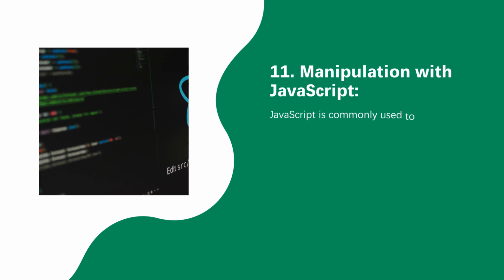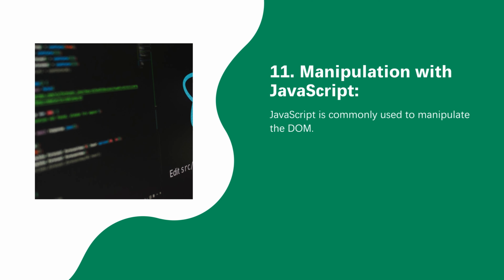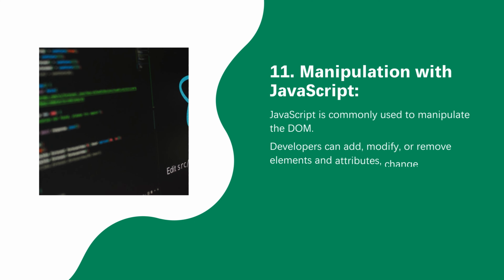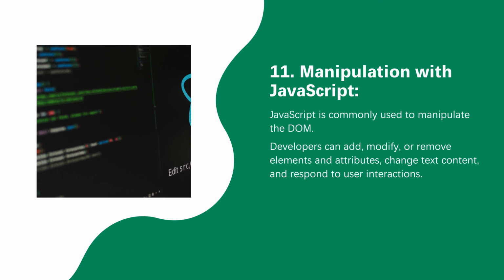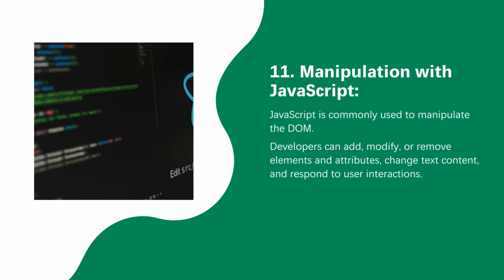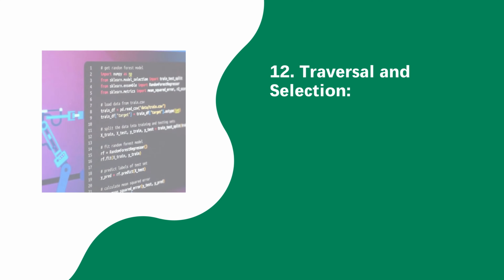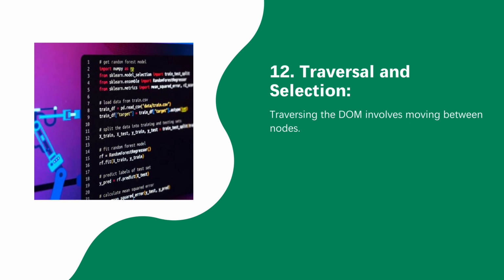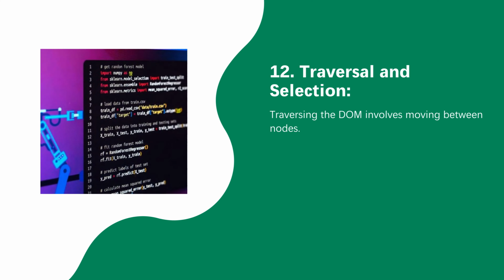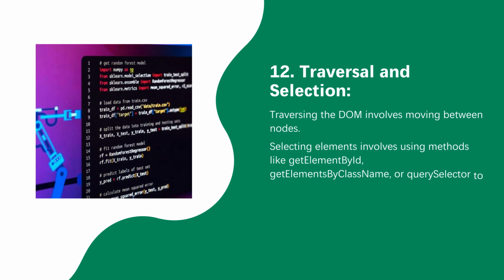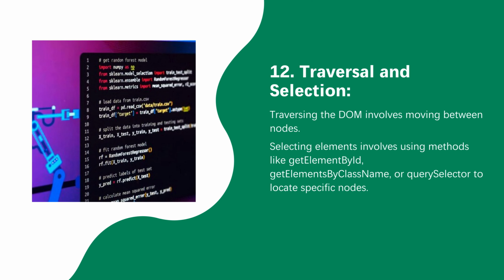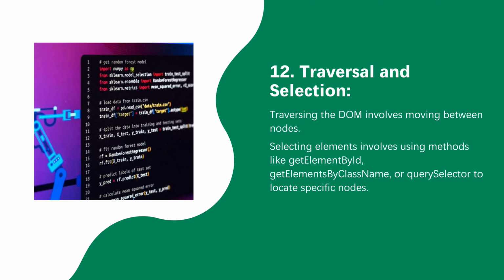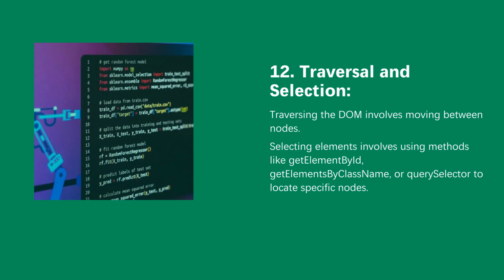Manipulation with JavaScript. JavaScript is commonly used to manipulate the DOM. Developers can add, modify, or remove elements and attributes, change text content, and respond to user interactions. Traversal and selection. Traversing the DOM involves moving between nodes. Selecting elements involves using methods like getElementById, getElementsByClassName, or querySelector to locate specific nodes.